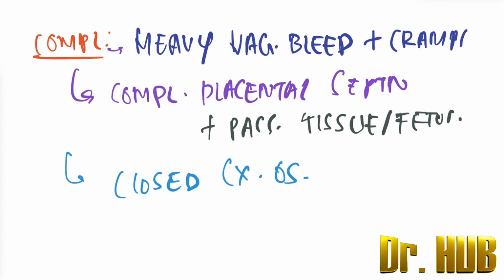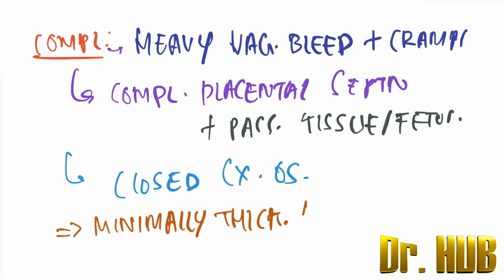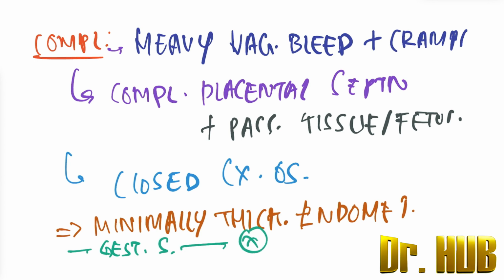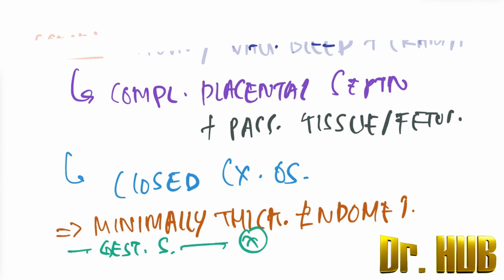So what are the USG findings and investigations here? There is a minimally thickened endometrium. And another important thing is that the gestational sac is absent. It is not present.